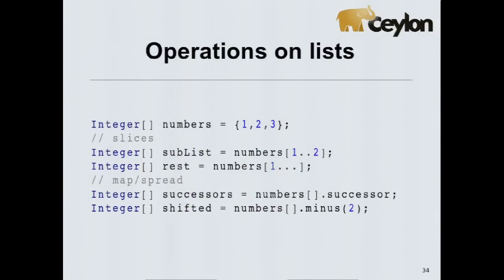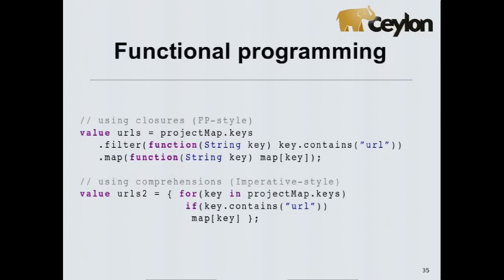Where's the rest thing? That's 1 until the end of the sequence of numbers. So we'll have 2 and 3, until the sequence of numbers is bounded. It's 1, 2, 3, so we'll have from index 1 until the end of the sequence. Many times you have to do size minus 1. That's the kind of thing we wanted to get rid of.